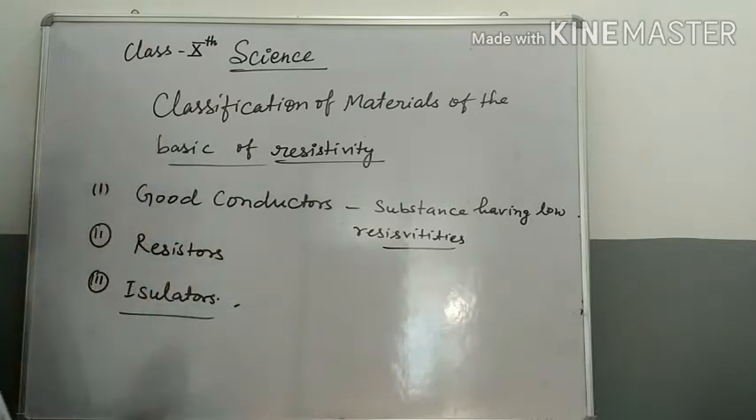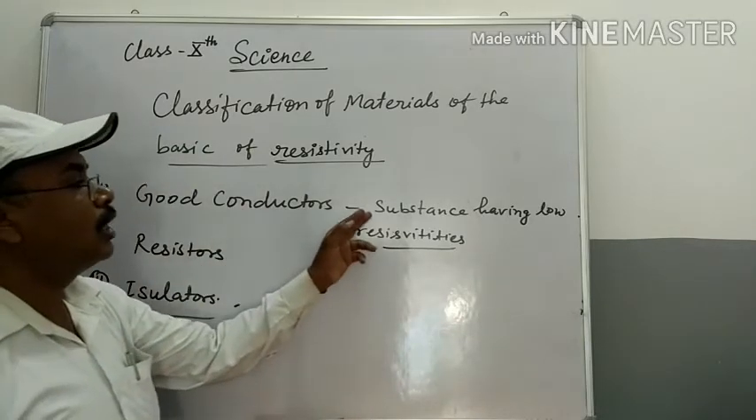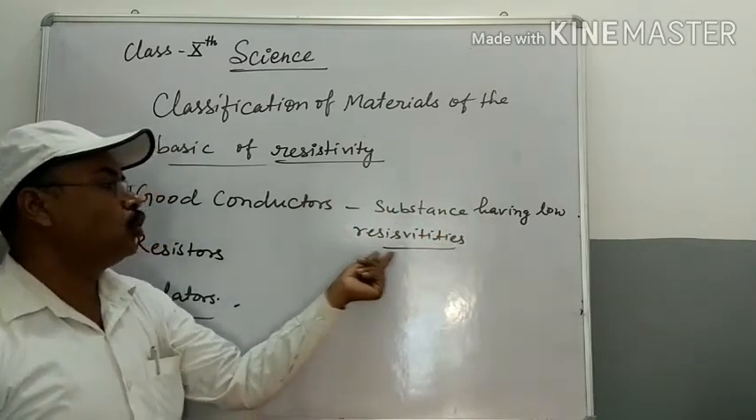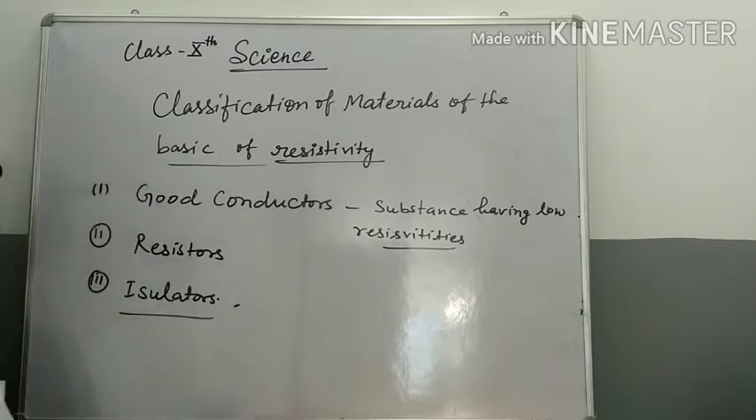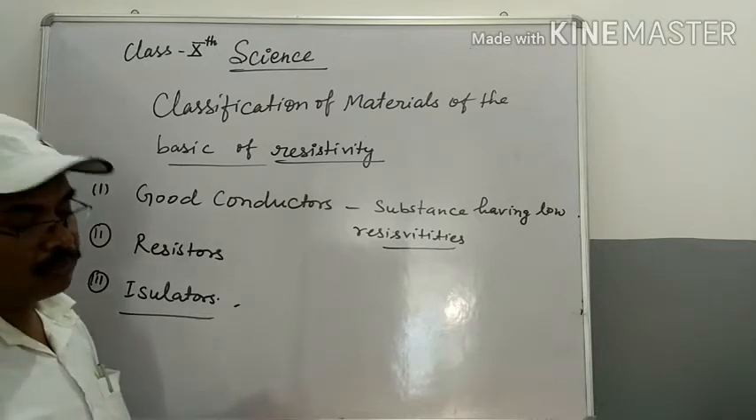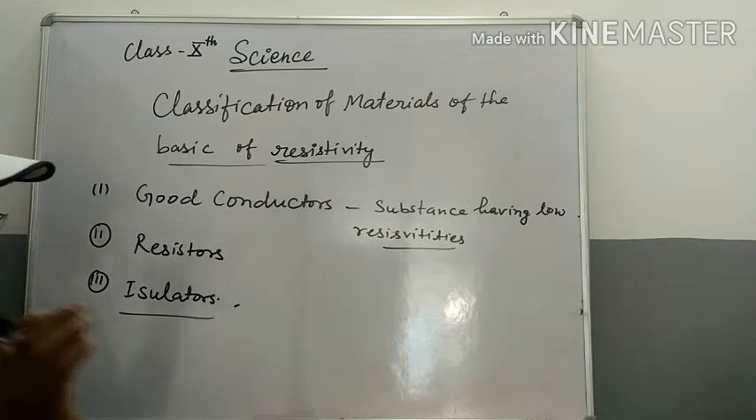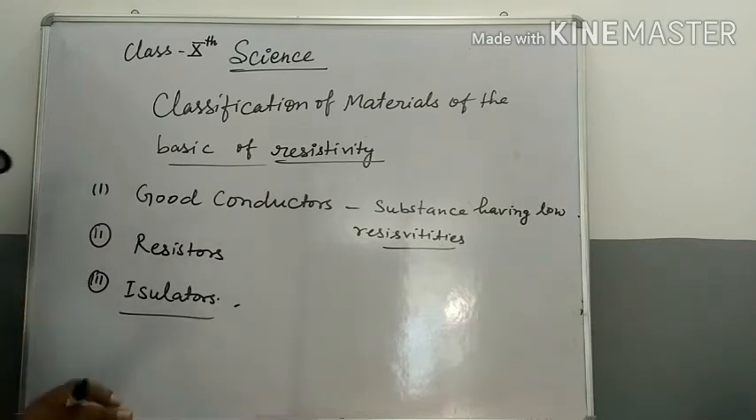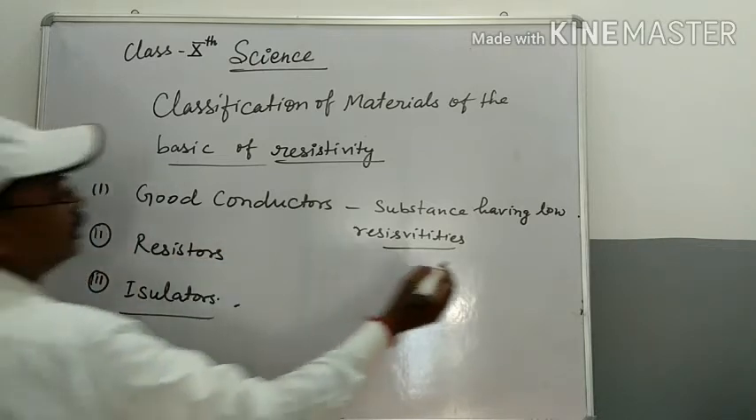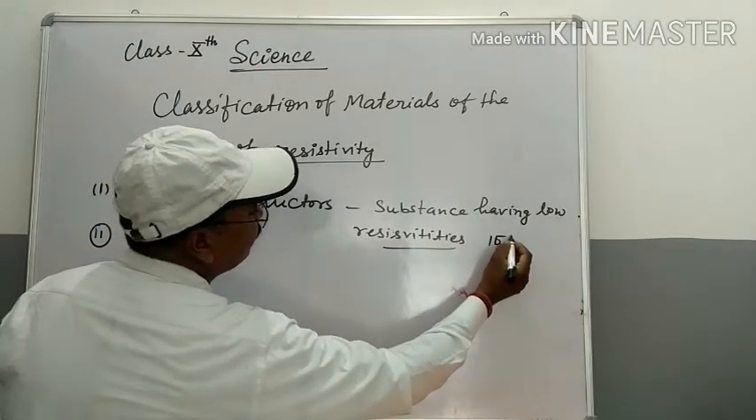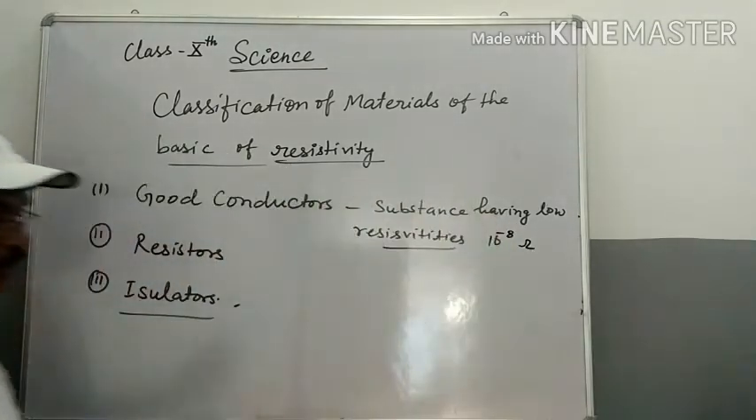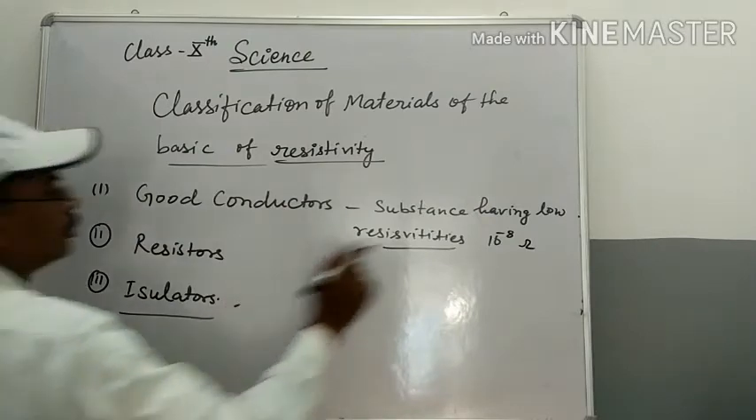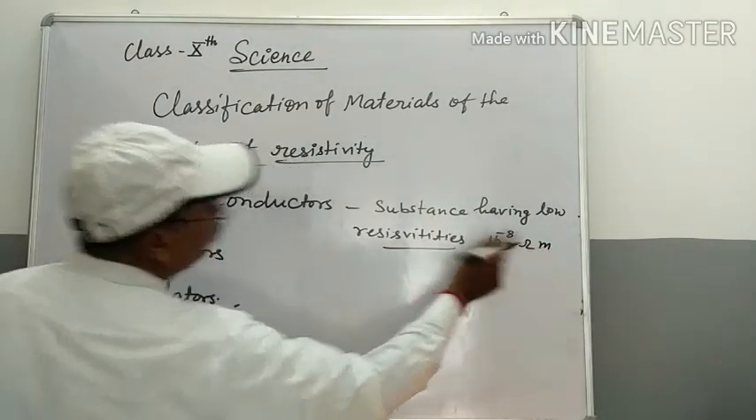Good conductors are those substances having low resistivity. They allow electric current to flow through them, and metals have very low resistivity, in the range of 10 to the power minus 8 ohm meter.